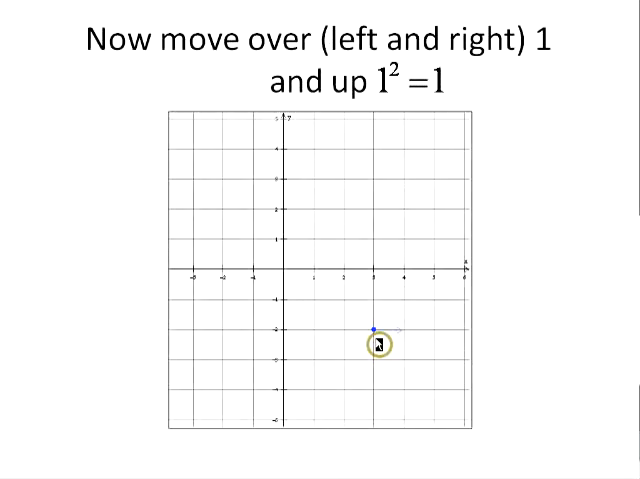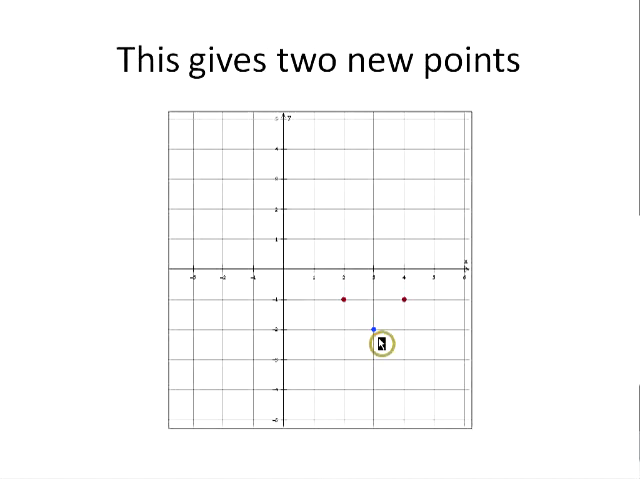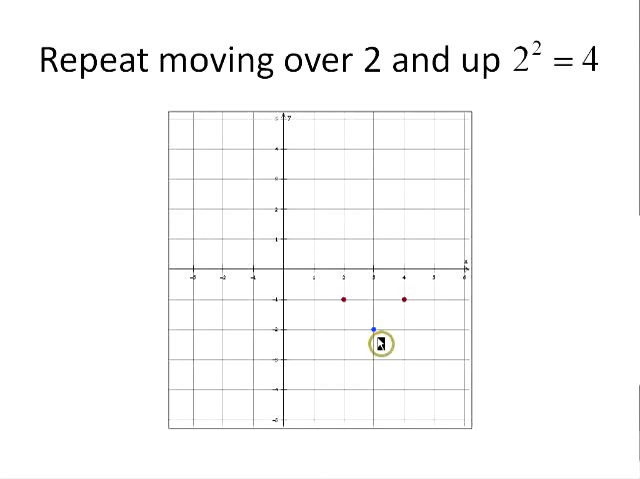Therefore, if we move over 1, we're going to move up 1 squared. This gives us a second point on the parabola. We could also move to the left 1, but then we also move up 1 again. This gives us 2 more points on the parabola, or the quadratic function.